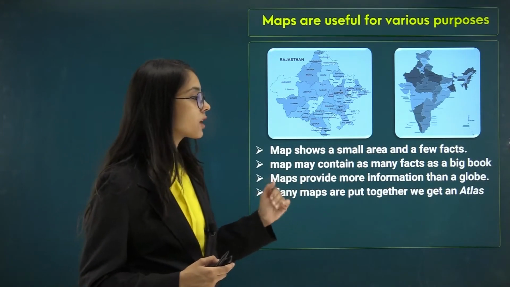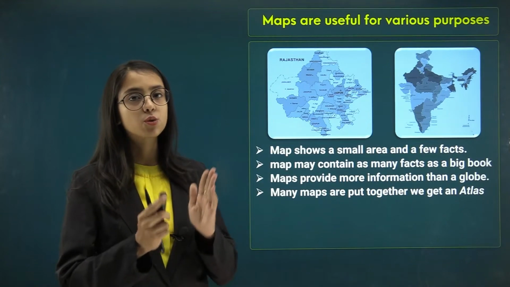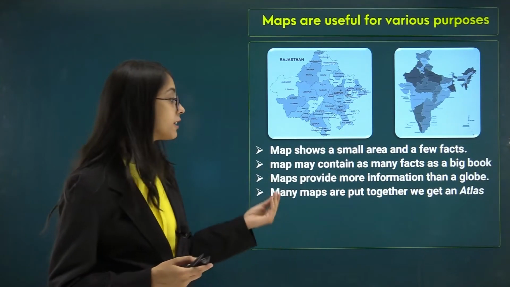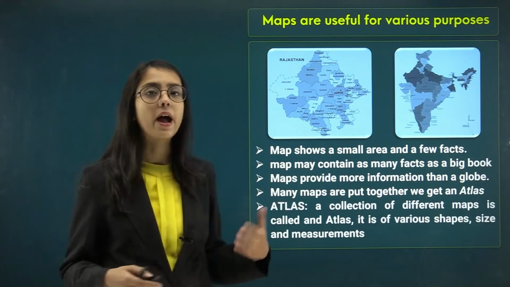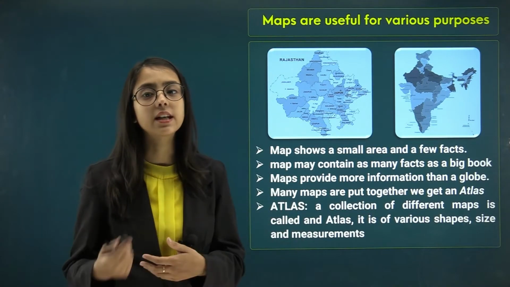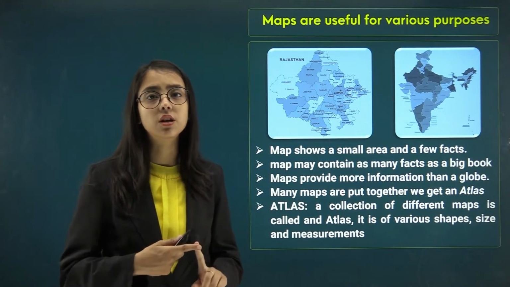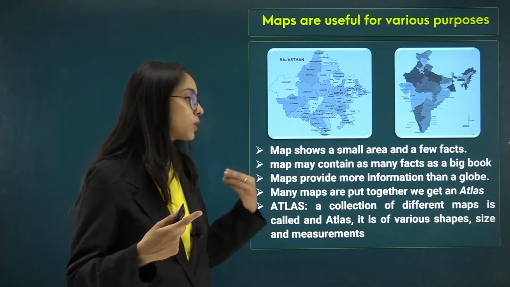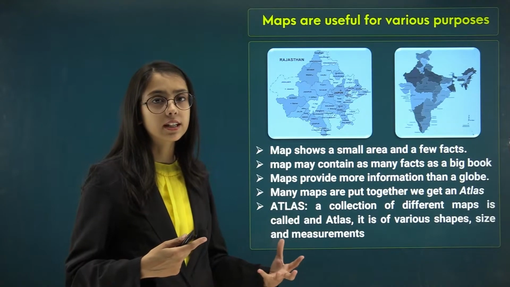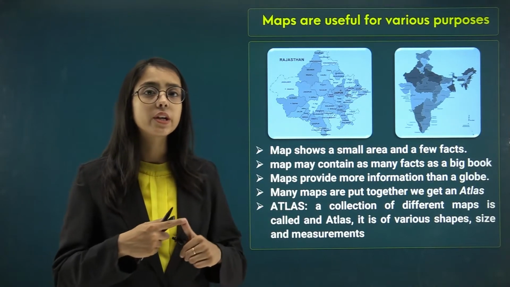Many maps are put together in the form of an atlas. So a collection, a book of maps, is known as an atlas. And you can find different kinds of maps belonging to different themes in the book of atlas. These maps may vary from country to country, region to region, from theme to theme. For example, some maps may represent vegetation, rainfall in a particular area, demography, population, etc. They may also vary in shape, size and measurements.